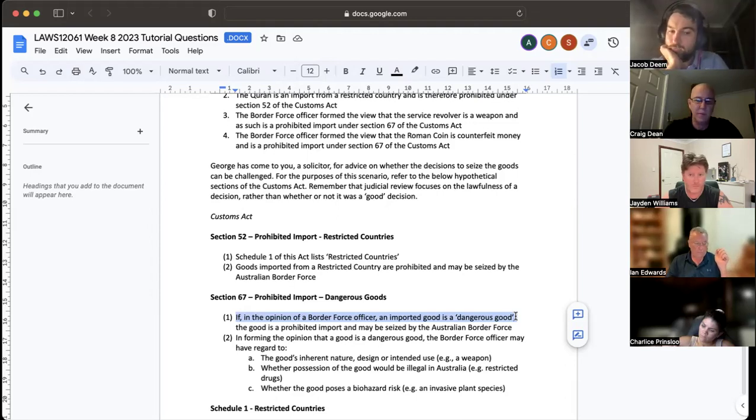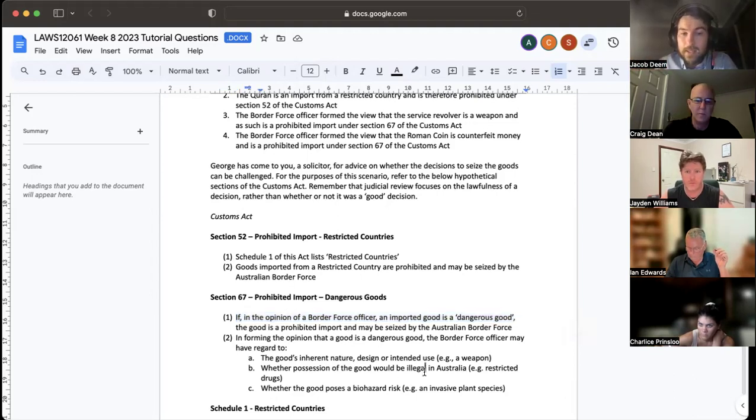Once the border force officer forms the opinion that it is a dangerous good, then for the purposes of jurisdiction, it is a dangerous good and they do get to act, right? They've decided, they are empowered under the Act to decide, and in this instance, they have decided that they have the authority to act. And so from a judicial review perspective, they do. From a jurisdictional error perspective, they do.